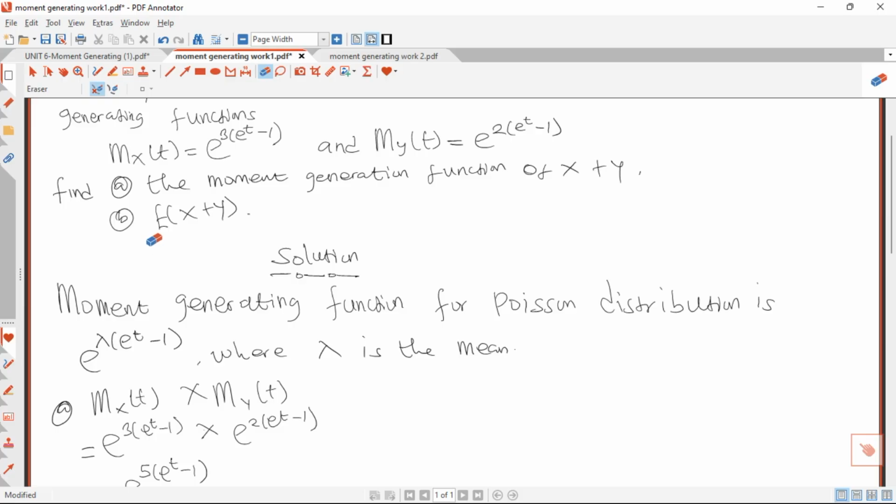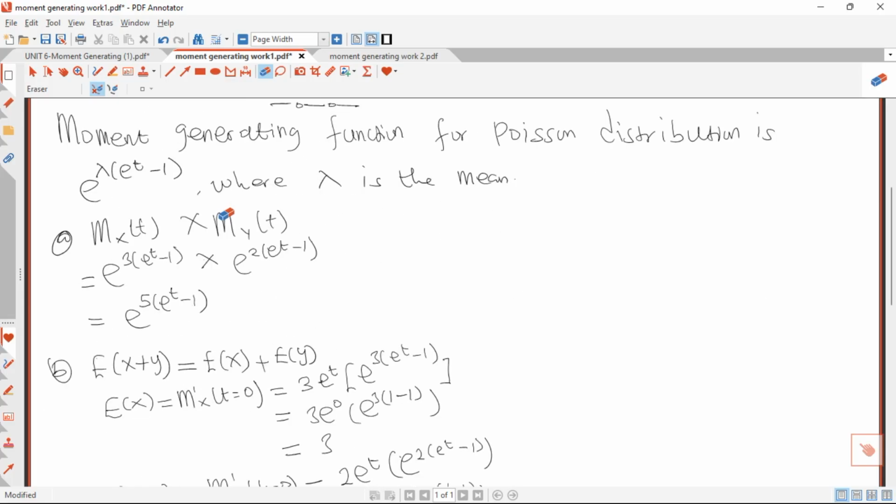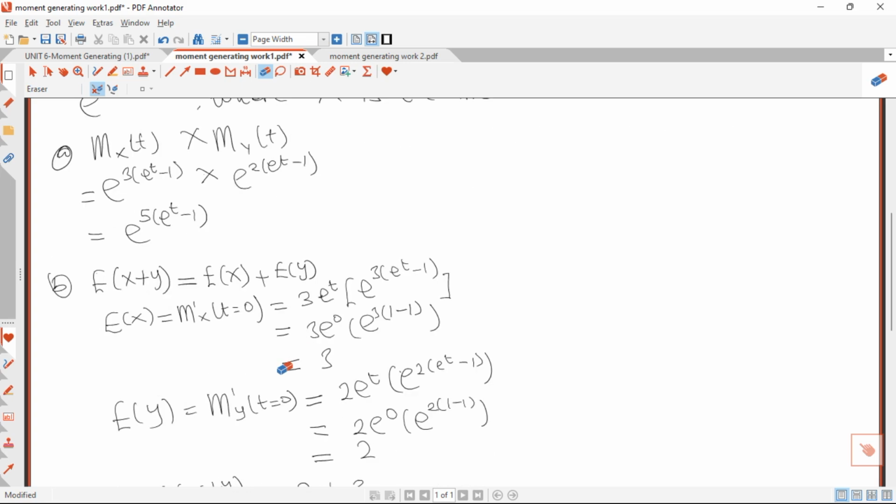We have been asked to calculate the expectation of x plus y. Since both x and y are independent, the expectation of x plus y can also be split into two. We can calculate the expectation of x and then add it to the expectation of y. Since we have the moment generating function for both x and y, when we take the first derivative of the moment generating function for x, we are going to get the expectation for x.